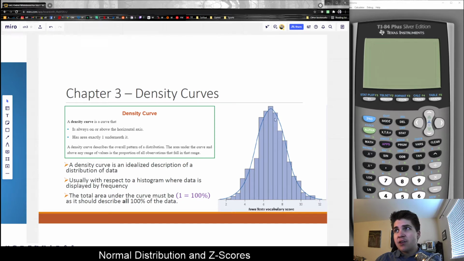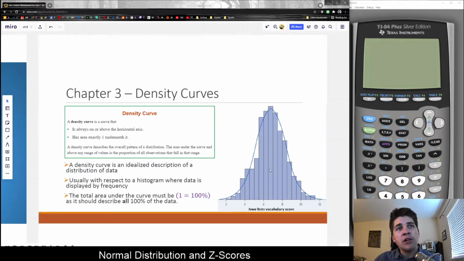Basically, a density curve is a mathematical function or equation that represents the general pattern that is undergoing a population. For example, a lot of human traits or populations follow what we call a normal distribution, which is shaped sort of like a bell curve, which is why we often refer to it as that.